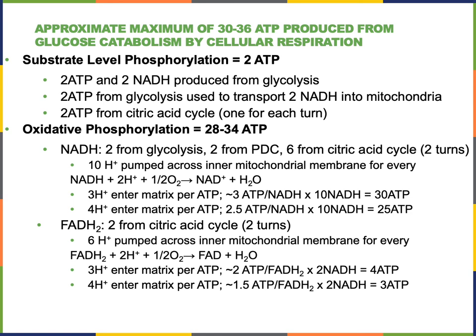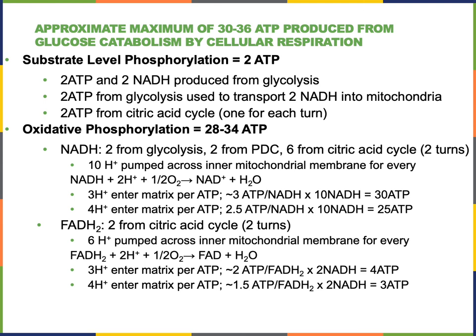There's two ATPs that are produced from the process of glycolysis and the citric acid cycle overall. Although two ATPs were generated from glycolysis, those two ATPs were spent to transport NADH into the mitochondria, where it would need to be transported in order to enter the electron transport chain. And so we get the overall two ATP from the citric acid cycle. Then oxidative phosphorylation generates another 28 to 34 ATP, 28 ATP if those ATPs need to be transported out of the mitochondria, and 34 if the ATP is used locally within the mitochondria.